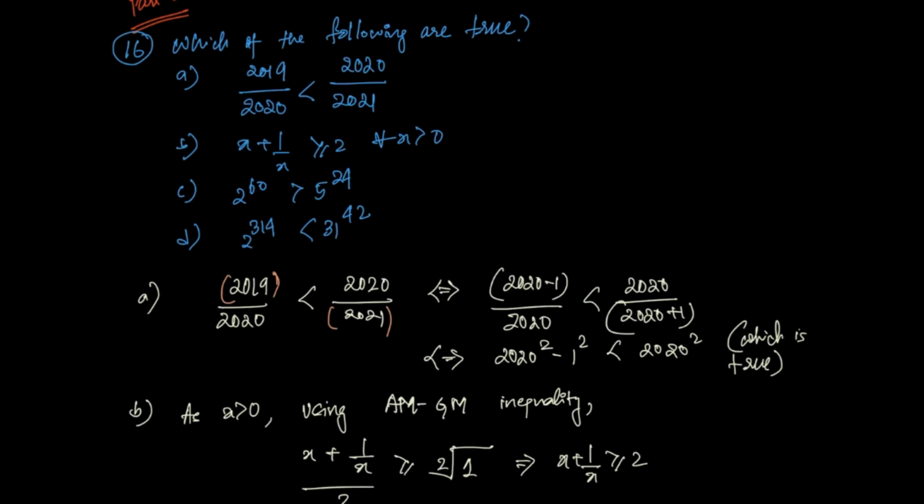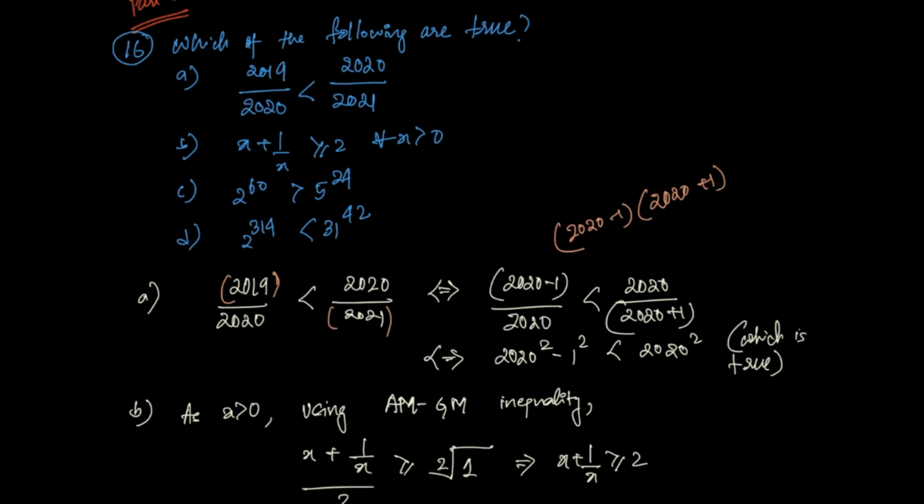So here it becomes nothing but 2020 minus 1 times 2020 plus 1. So this is equal to a minus b into a plus b. So you can reduce this to a square minus b square. So 2020 square minus 1 is obviously less than 2020 square. It is true. So the overall inequality holds.